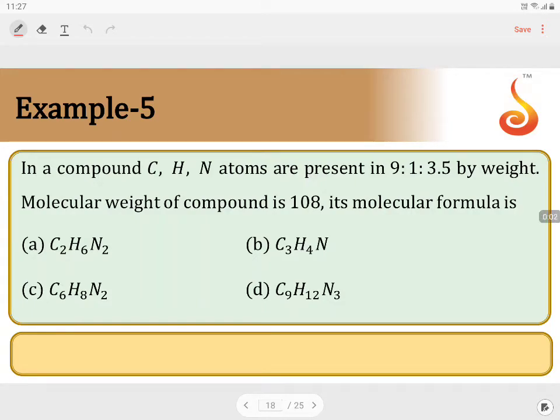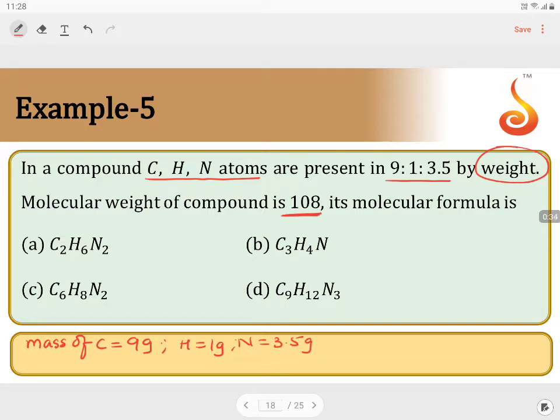In a compound, carbon, hydrogen, nitrogen atoms are present in 9:1:3.5 by weight. So the molecular weight of the compound is 108. Its molecular formula is how much? The ratio by weight is given, so I'll take the same as the mass of them. So the mass of carbon can be assumed as 9 grams, hydrogen can be assumed as 1 gram, and that of nitrogen can be assumed as 3.5 grams. Let us assume this way.